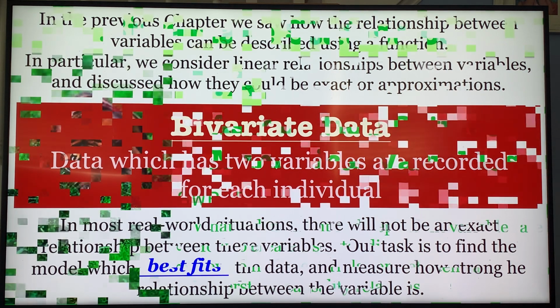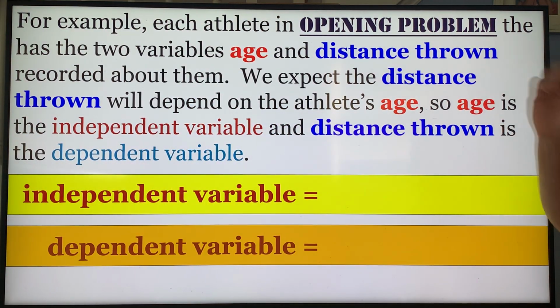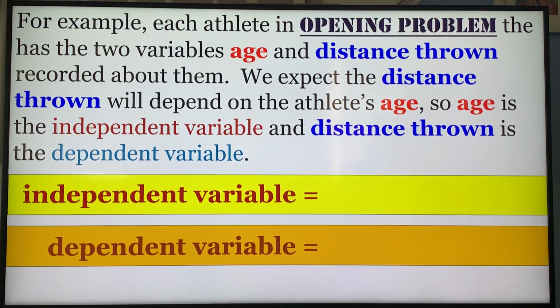Got it? So, once again, what we're going to do today is start with 5.A, the association between numerical variables. Okay? And I described all the stuff we're doing. So, let us begin our lesson. So, for example, in the opening problem, there are two variables. The first variable we see is age, and the second variable, as I discussed earlier, is distance thrown.